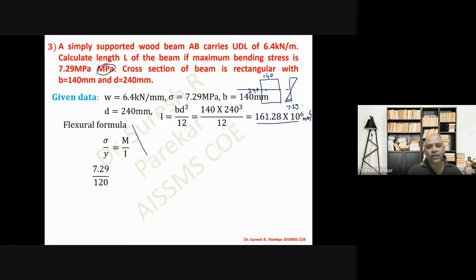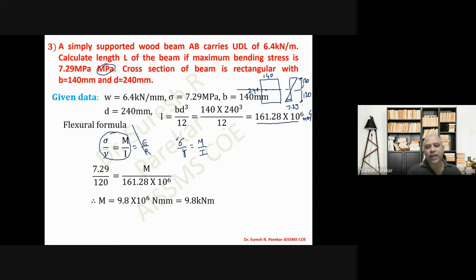Then we have the flexural formula. Here we have equal to E by R, but in this we use only the first two terms because they relate to M and I. Therefore sigma by y is equal to M by I. Sigma we know is 7.29, and y is the distance from the neutral axis to the farthest fiber, so it comes to 120, and this is also 120. It is symmetrical, so the neutral axis is at the center. This equals M upon I, 161.28 into 10 raised to 6, and we get M as 9.8 kilonewton meter.